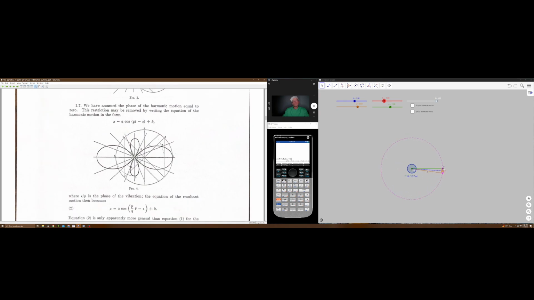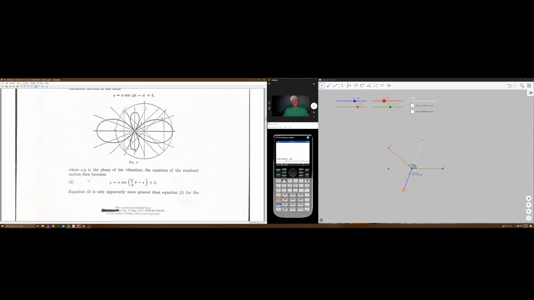We have assumed the phase of the harmonic motion equal to 0. This restriction may be removed by writing the equation of the harmonic motion in the form given here, where epsilon is the phase of the vibration. The equation of the resultant motion then becomes equation 2.